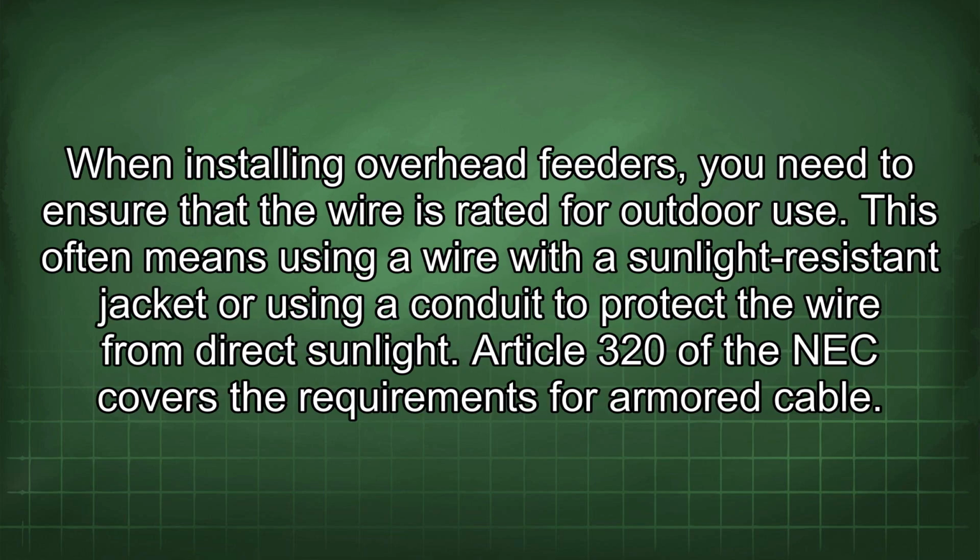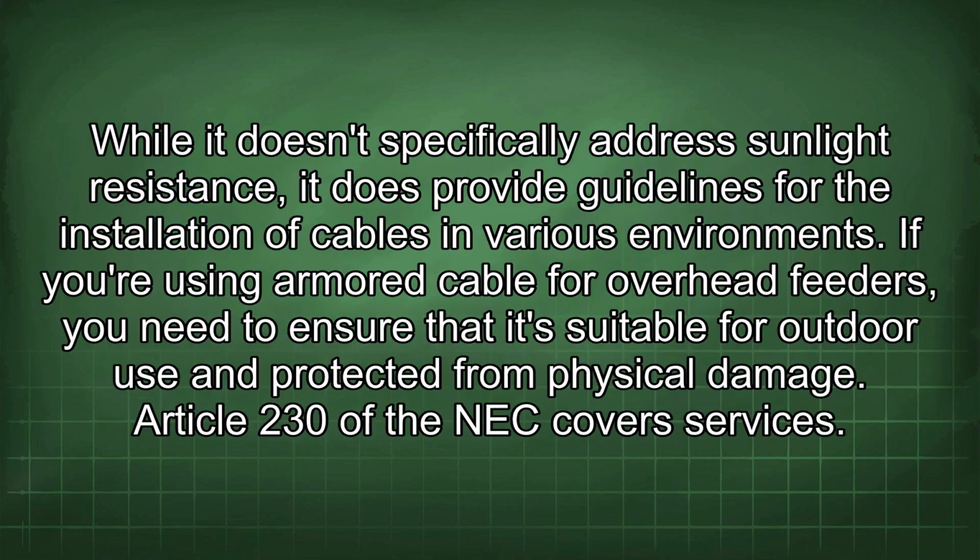When installing overhead feeders, you need to ensure that the wire is rated for outdoor use. This often means using a wire with a sunlight-resistant jacket or using a conduit to protect the wire from direct sunlight. Article 320 of the NEC covers the requirements for armored cable. While it doesn't specifically address sunlight resistance, it does provide guidelines for the installation of cables in various environments. If you're using armored cable for overhead feeders, you need to ensure that it's suitable for outdoor use and protected from physical damage.